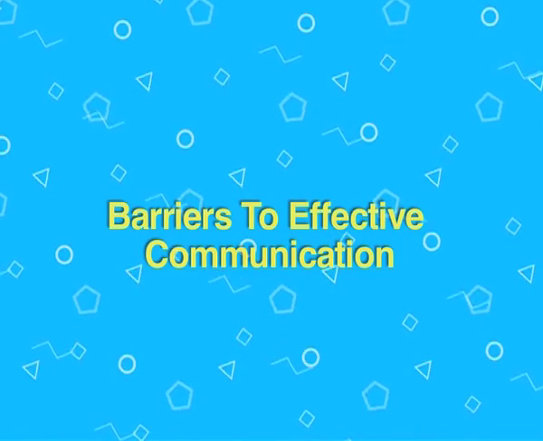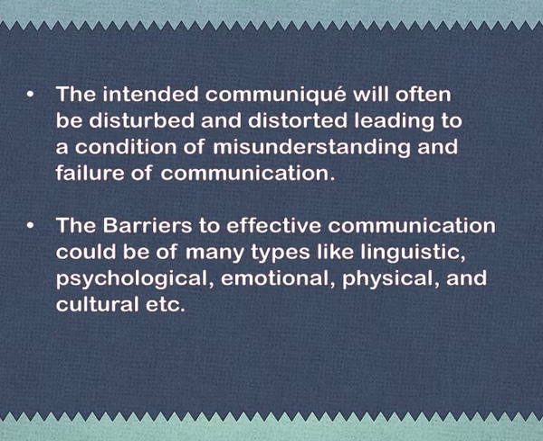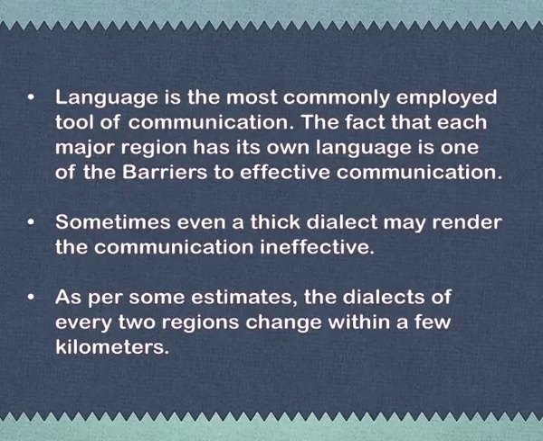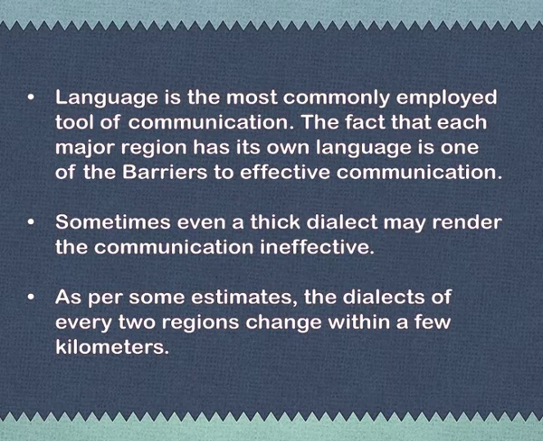Barriers to effective communication. The process of communication has multiple barriers. The intended communique will often be disturbed and distorted, leading to a condition of misunderstanding and failure of communication. The barriers to effective communication could be of many types like linguistic, psychological, emotional, physical and cultural, etc. We will see all of these types in detail below. Linguistic barriers. The language barrier is one of the main barriers that limit effective communication. Language is the most commonly employed tool of communication. The fact that each major region has its own language is one of the barriers to effective communication.